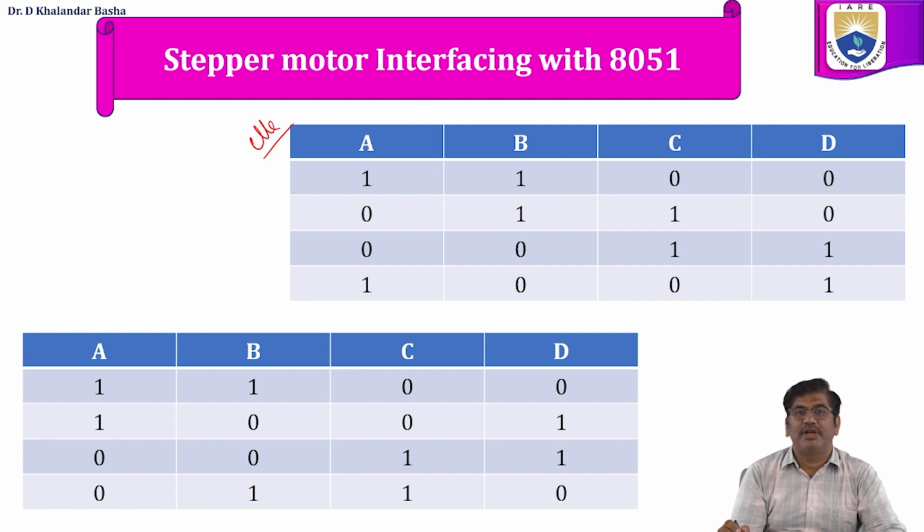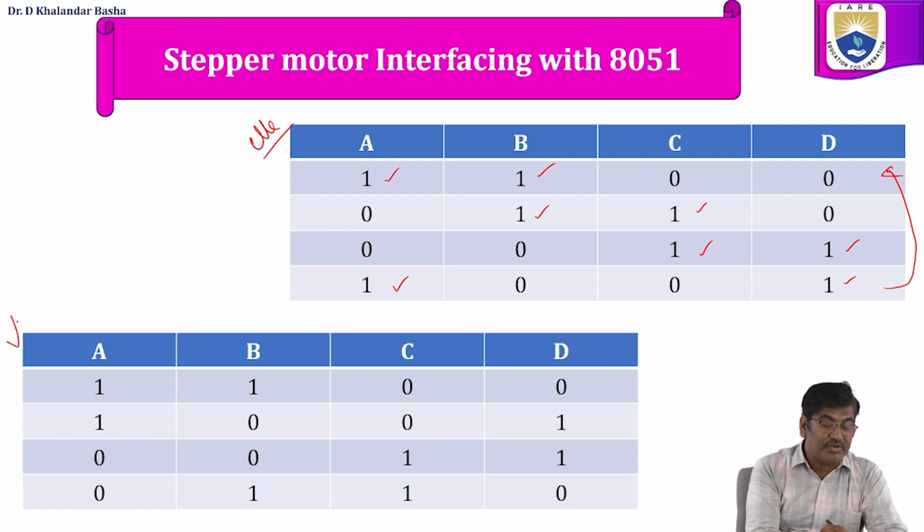In this example, we are taking double winding excitation. In each step, two windings will be excited. For the next clock pulse, B and C will be excited. For the next clock pulse, C and D will be excited. After that, D and A will be excited. Once this rotation is done, again it will go to excitation of A and B, followed by B and C, followed by C and D, followed by D and A.